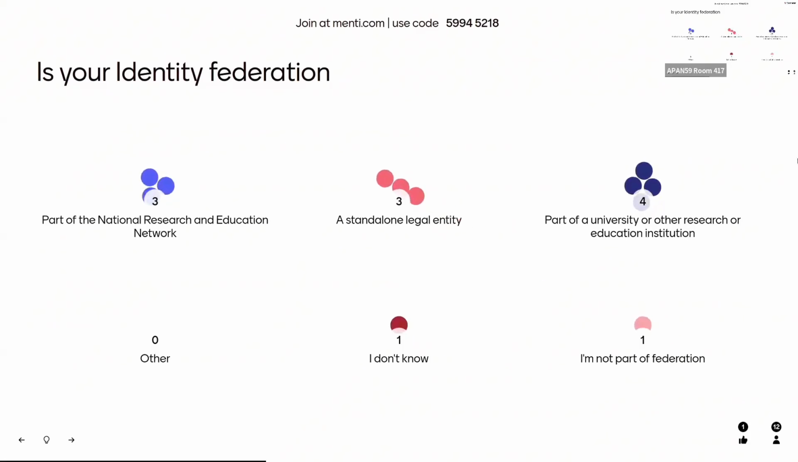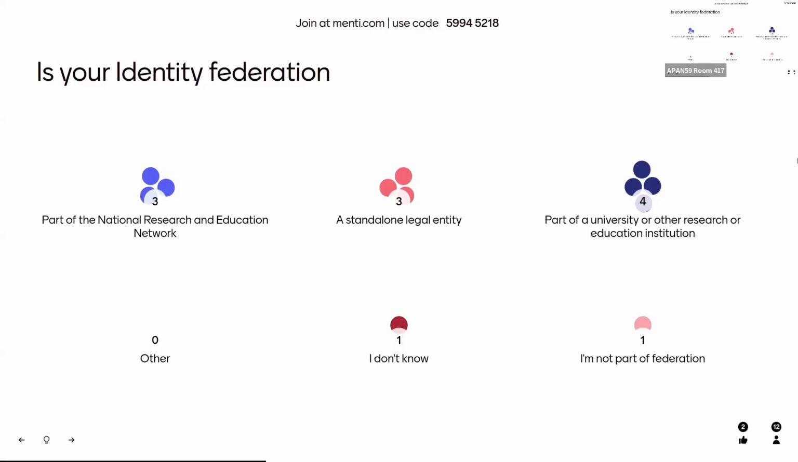Okay, I think we are mostly done with the answers. It's interesting because, as Paul was saying, even if the NREN is not running the federation, the cooperation with the local NREN is crucial, but not just with the local NREN. I mean with the research and education environment, and of course the NREN is part of this.